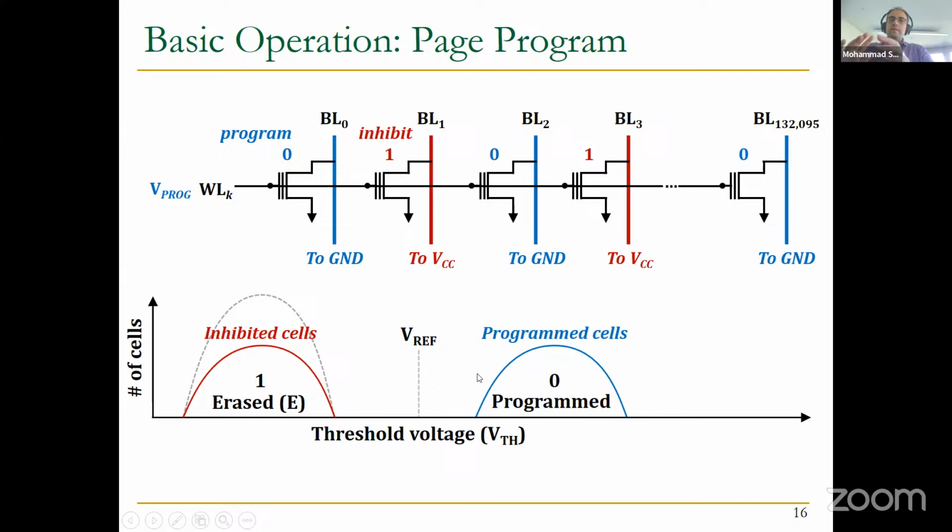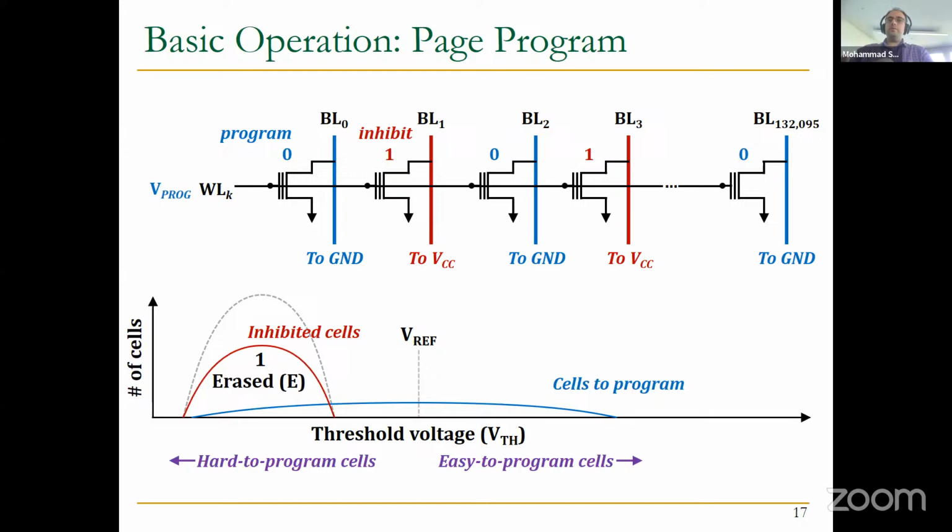But unfortunately, if you apply that high VPROGRAM voltage, like the 20 volts that I mentioned, at once, you will get something like this. There are some cells that are easy to program, and some cells that are hard to program. So in the end, we get this distribution, which is really not useful, right? You're going to have a lot of errors when you want to access your flash cells.